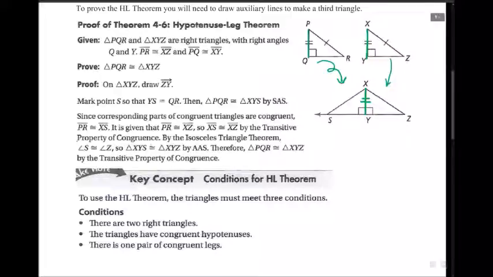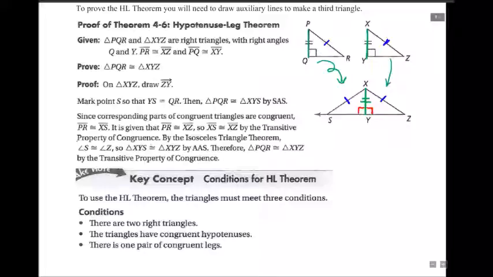And what else do we know? We know that the hypotenuses are also congruent, and we have a right angle. Now, what do you see here? Do you see the isosceles triangle there? I see an isosceles triangle.